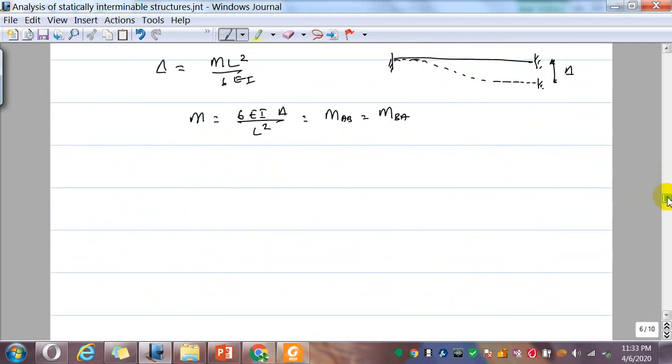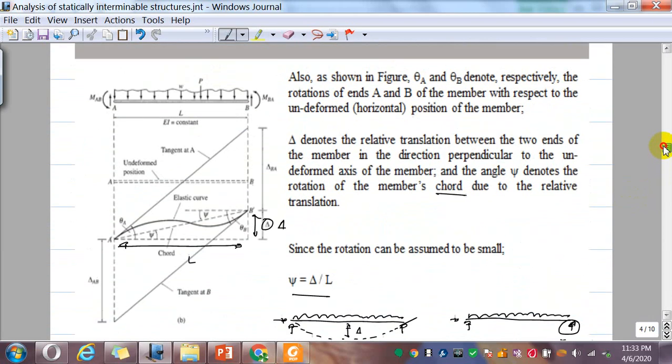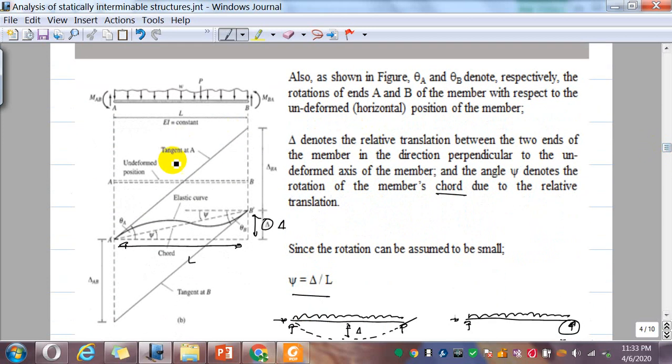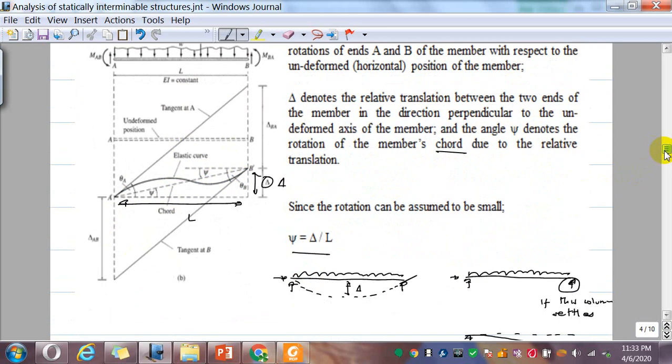So we can derive this equation. The arbitrary section we consider here has theta A, has theta B, and has psi. So everything is there.